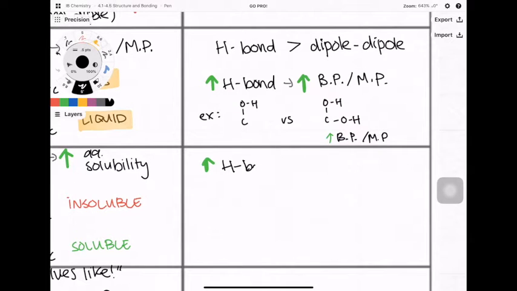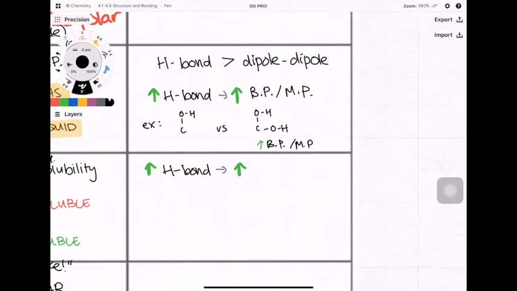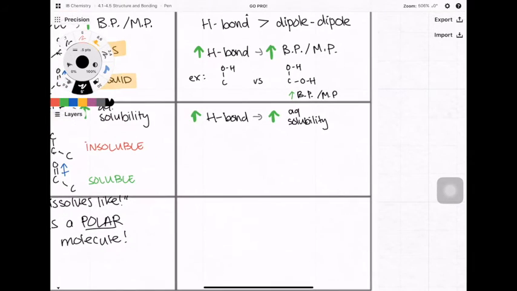In terms of solubility, it's quite similar to dipole-dipole. The greater number of hydrogen bonds, the greater solubility in water. And again, this is due to this idea of like dissolves like. Because water itself has hydrogen bonds, it is able to dissolve things that also have hydrogen bonds.